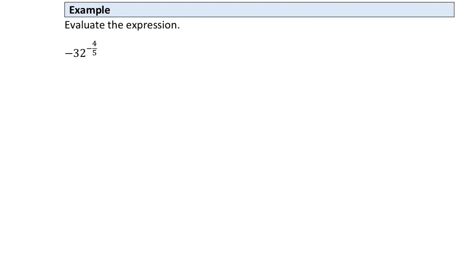In this example, we will evaluate negative 32 to the power of negative 4 over 5. As you see, here we have a negative in front of the whole expression and a negative in the exponent. We will keep this negative that is in front of the expression, but to make the exponent positive, we will move 32 with this exponent down to the denominator and the exponent will become positive. So this will be equal to negative fraction 1 over 32 to the power of positive 4 over 5.